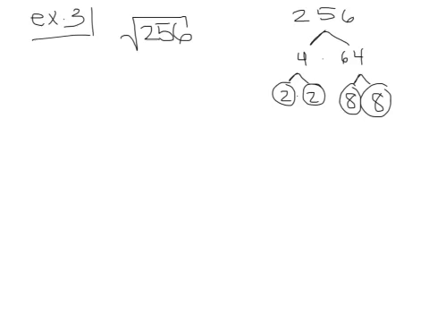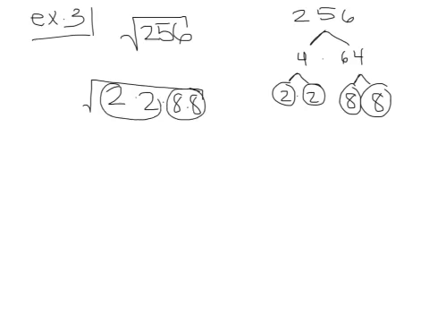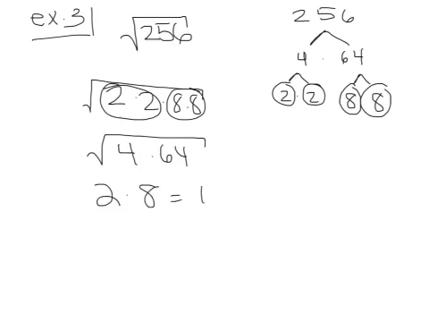So what I would do at this point is I would just pull this out right away. I would say, let me show all the work here, 2 times 2 times 8 times 8. Here we have a perfect square. Here we have a perfect square. So I would have 4 times 64. And that's simply saying square root of 4 is 2. Square root of 64 is 8. So our final answer is 16.